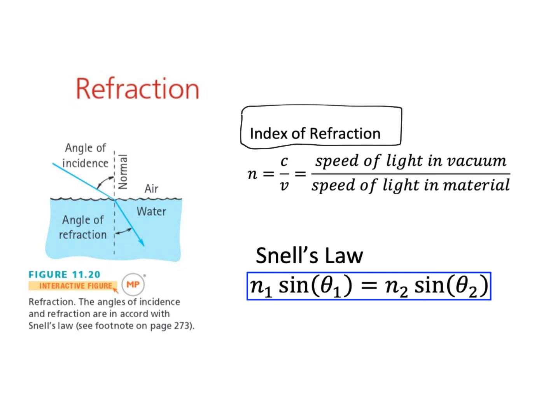Now, the reason that this N is important is it's actually a part of something called Snell's law. And Snell's law tells you that when light passes from one material into another material, the first material would have an index of refraction N1, which tells you how fast light travels in that material. The second material would have an index of refraction N2, which tells you how fast light moves in the second material. The relationship between the angles is given by this rule called Snell's law. And it tells you that N1 times the sine of theta 1 is equal to N2 times the sine of theta 2.